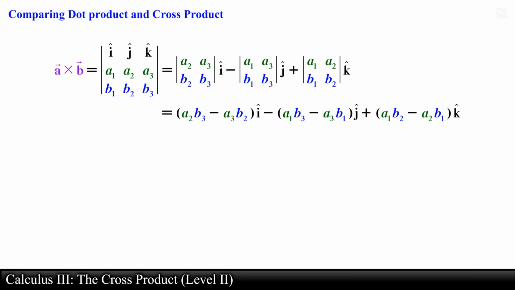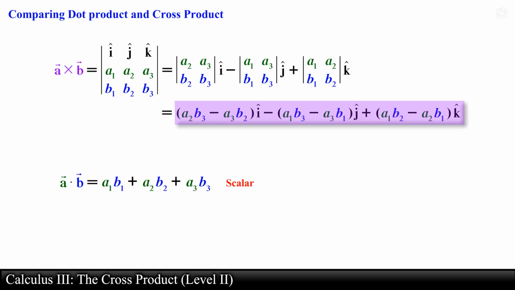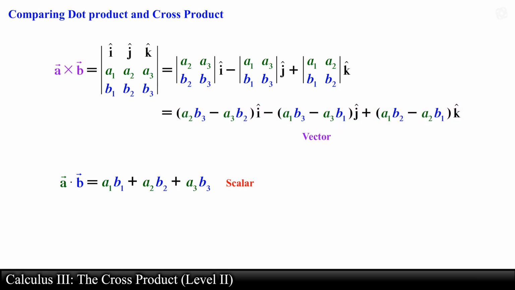Lastly, let's compare the component definition of the dot product with the component definition of the cross product. Many students get both of these vector operations confused. Notice that the dot product is found by multiplying corresponding components and adding them together, which results in a scalar quantity, while the cross product is found by carrying out operations with different components, which results in a vector.